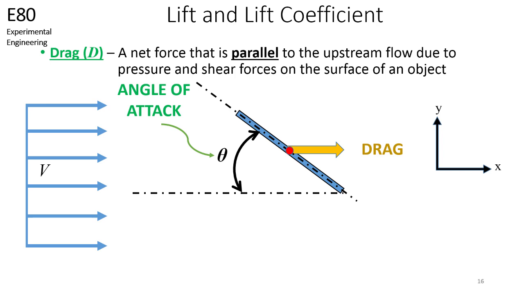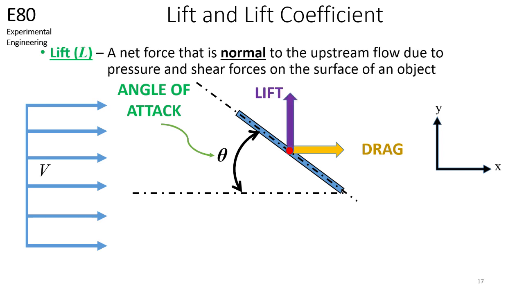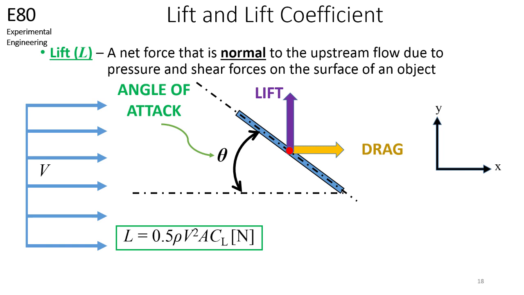Recall that drag is a net force that is parallel to the upstream flow due to pressure and shear forces on the surface of an object. But the differences in pressure and shear forces also give rise to a lift force. Lift is a net force that is normal to the upstream flow due to pressure and shear forces on the surface of an object. The lift equation appears similar to the drag equation.